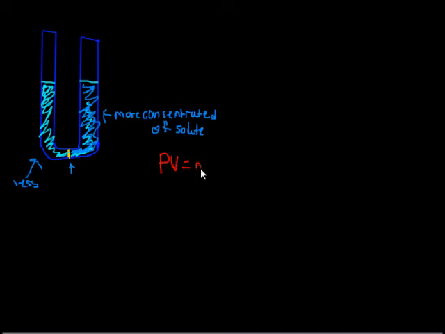PV equals nRT. Probably asking yourself, but wait, isn't that basically the gas equation? Well, I'm saying yes. But let's solve for P since we're talking about osmotic pressure. Divide both sides by V, you get nRT over V. That's basically the equation, right? And now you're telling yourself, but wait, we're talking about concentrations here. There's no molarity involved here. What about this? Isn't this basically molarity?